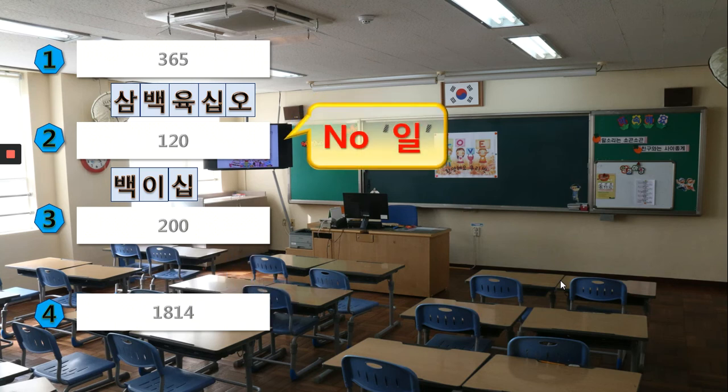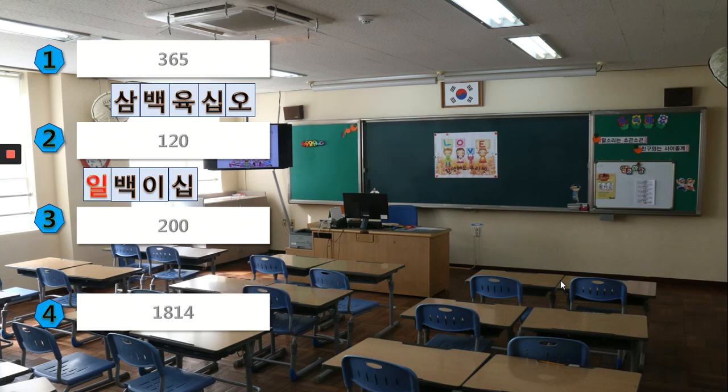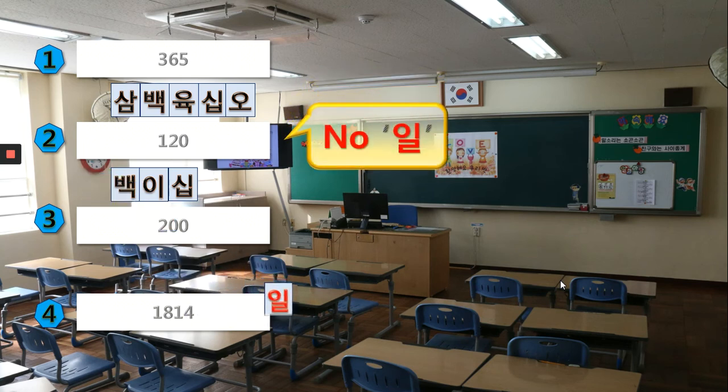No 1. Okay? Not 일백. For 100, we don't say 일백. We just say 백. Okay? So 120 is 백이십. How about 200? Yeah, of course. 2 and 100. Finish. 이백.